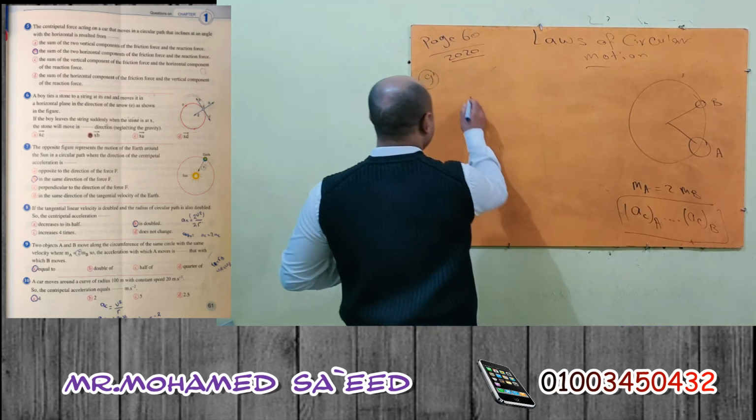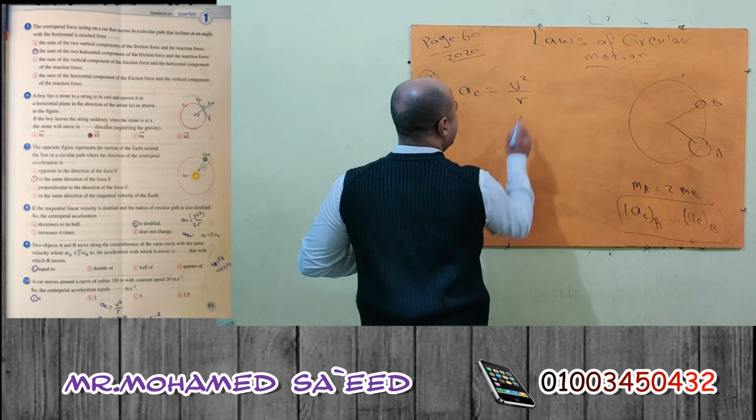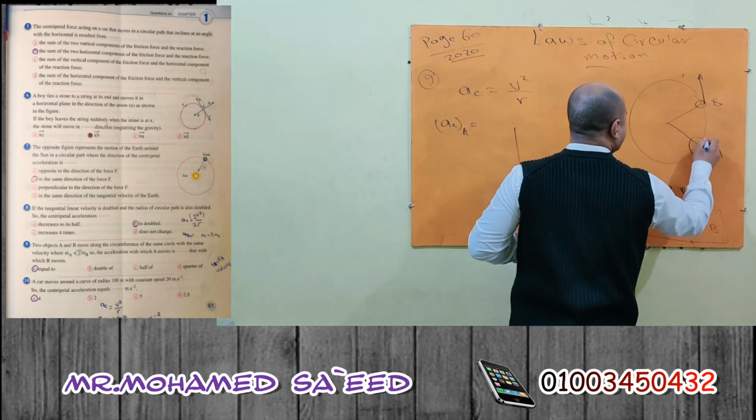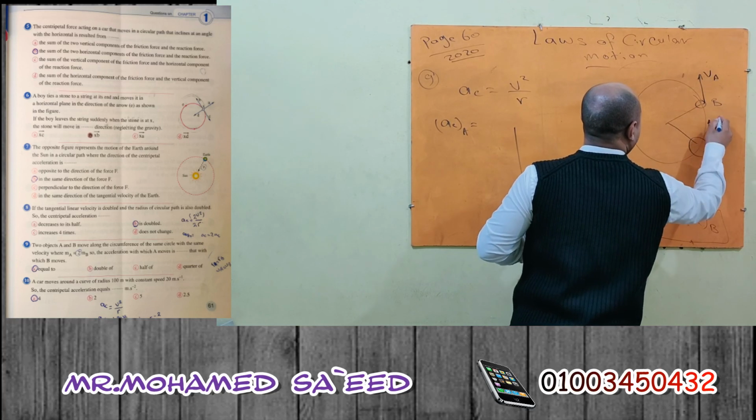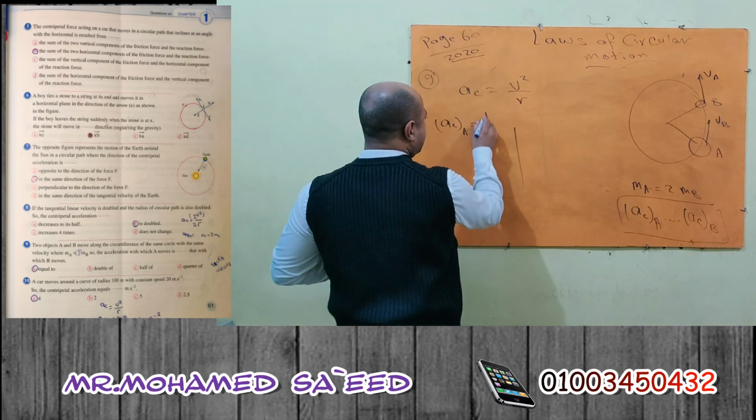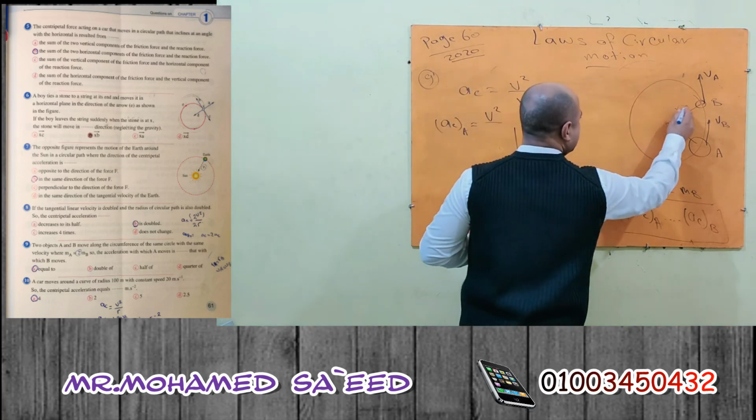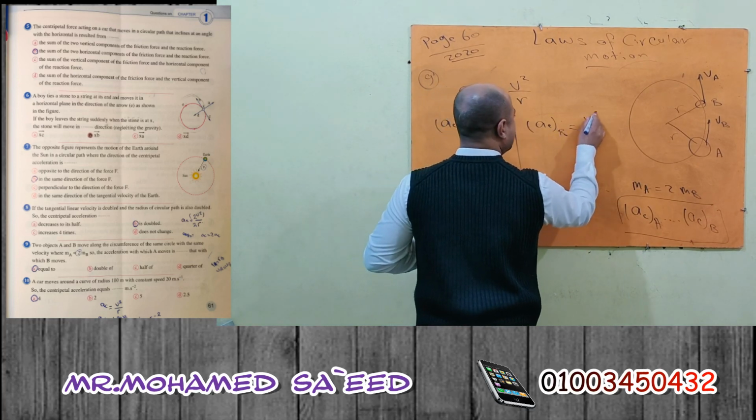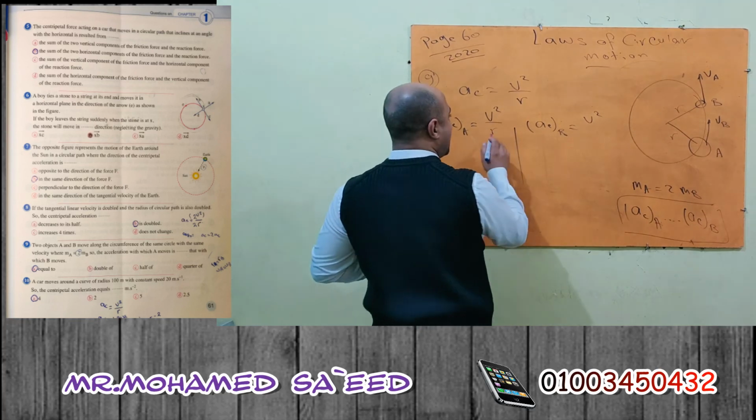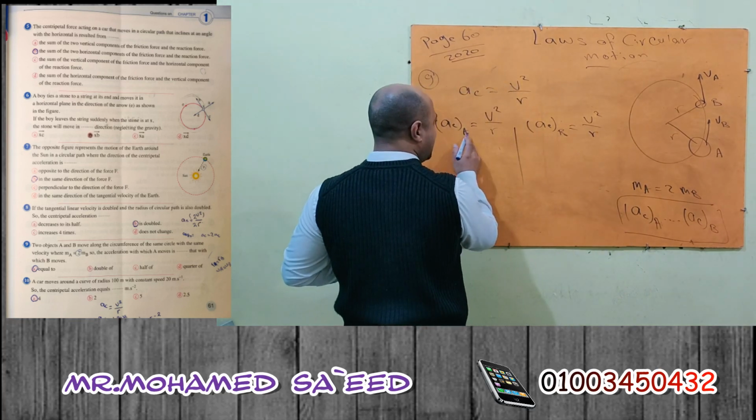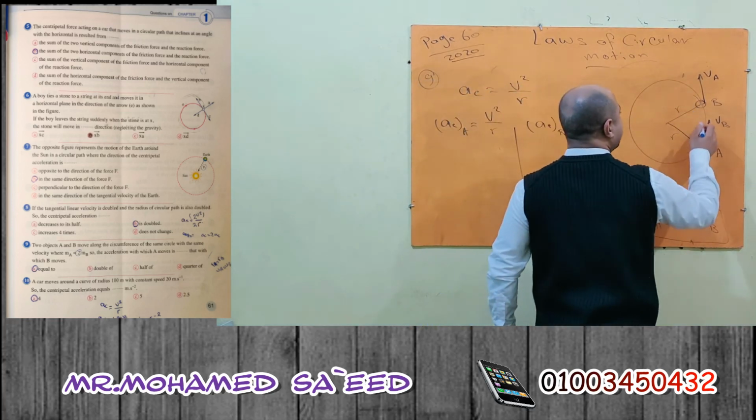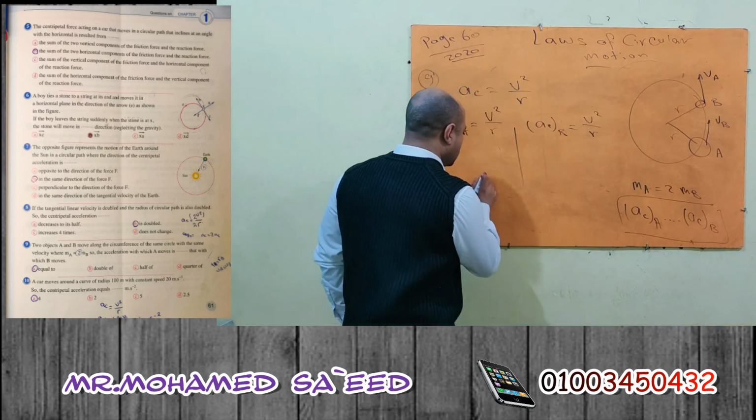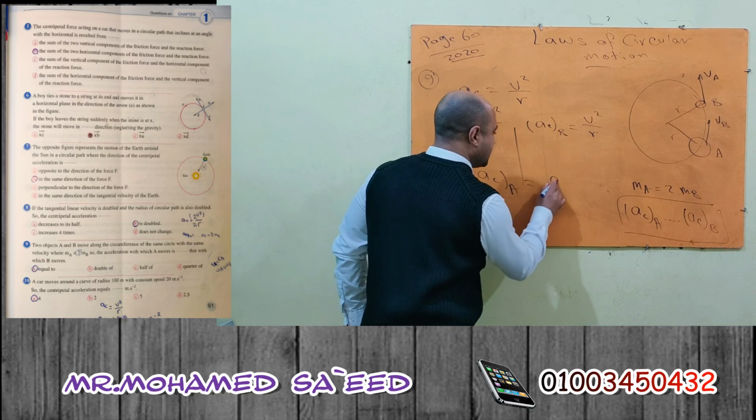Okay, we said that the centripetal acceleration equals what? V square over R. So ACA equals what? A and B move with the same velocity, VA equals VB, and the same radius, so V square over R. Also ACB equals V square over R, because it moves with the same velocity and the same radius. So ACA equals ACB, because they have the same velocity and they move in the same circular path, which means they have the same radius.